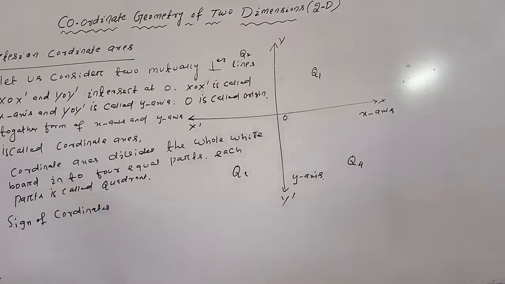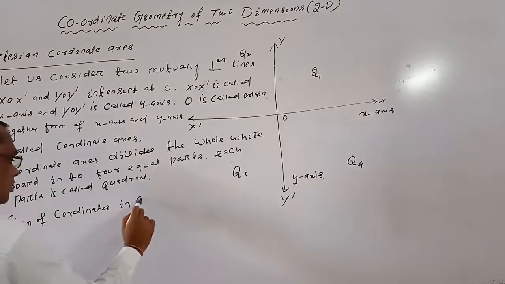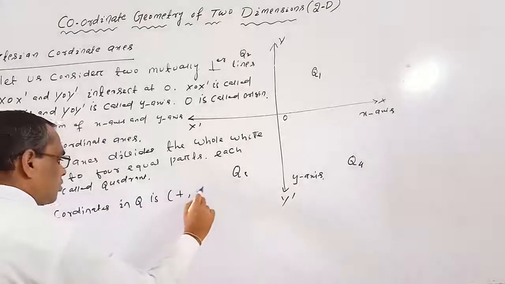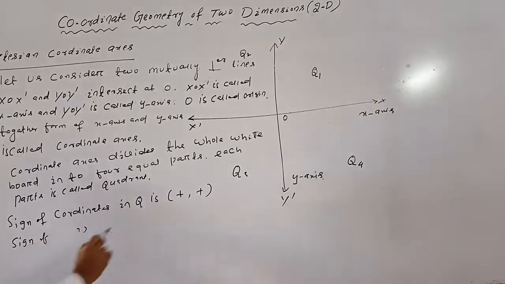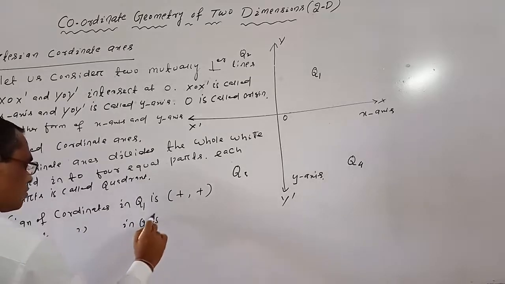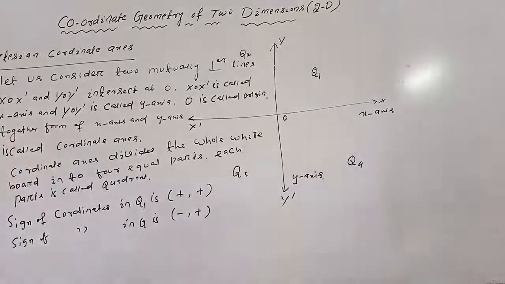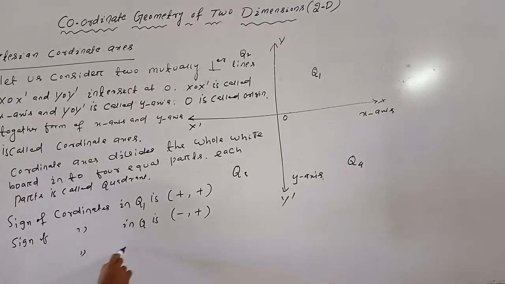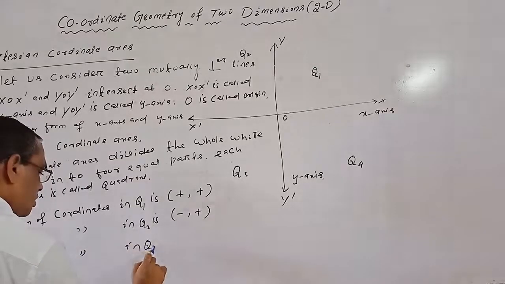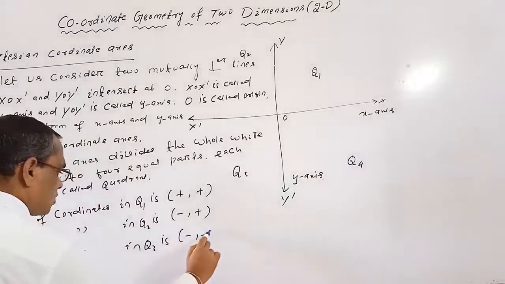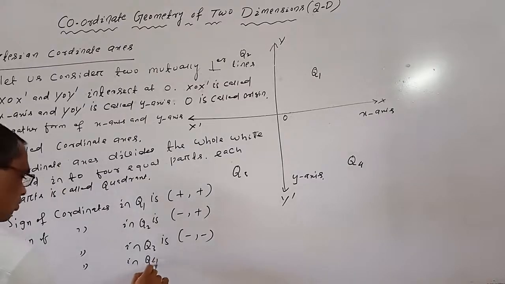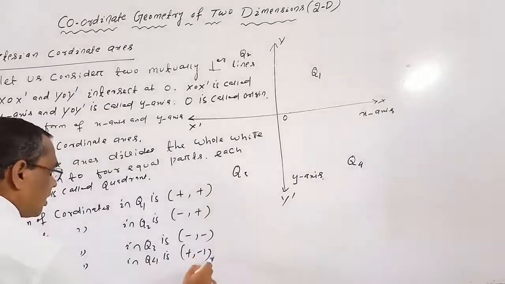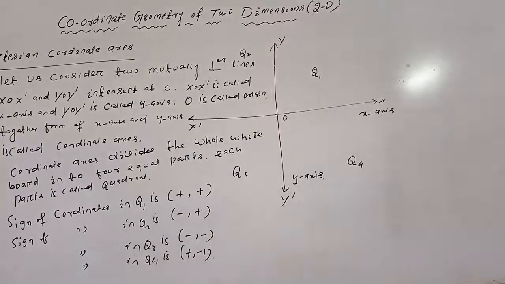Sign of coordinate in Q1 is plus comma plus. Sign of coordinate in Q2 is minus plus. Sign of coordinate in Q3, third quadrant, is minus comma minus, and the sign of the coordinate in Q4 is plus comma minus. Okay. Next, coordinates of a point.